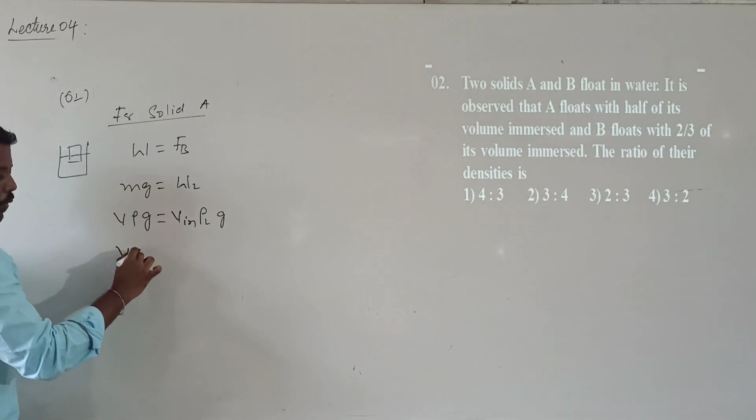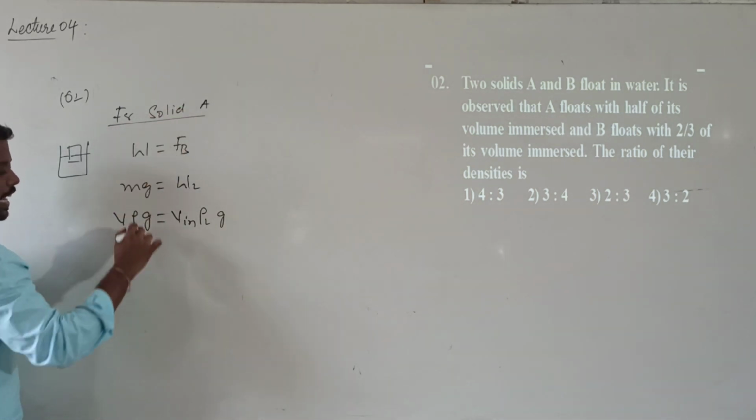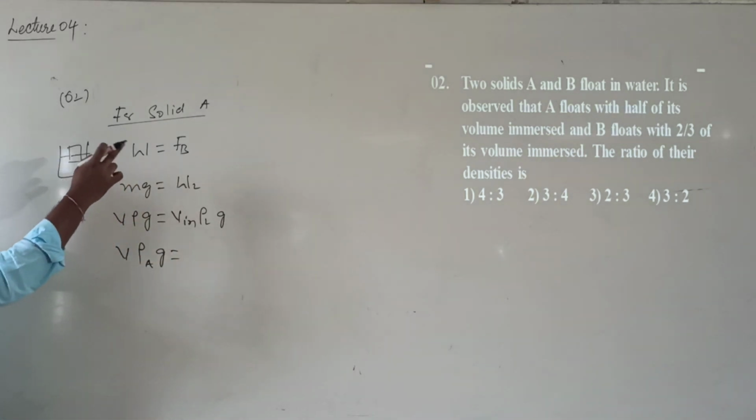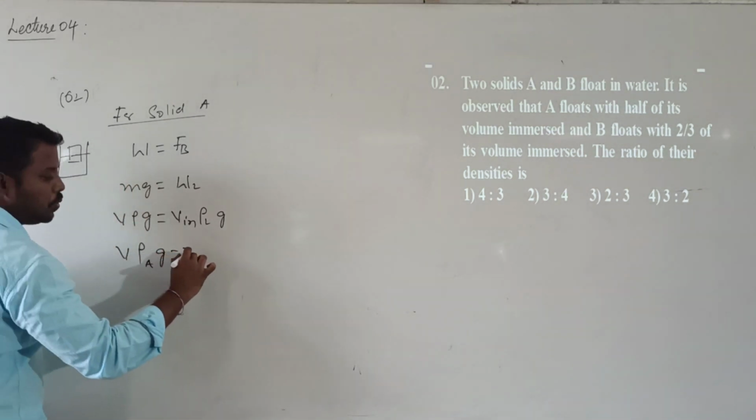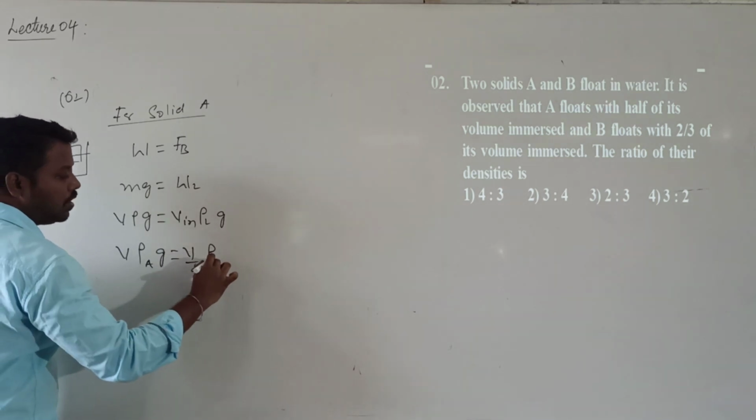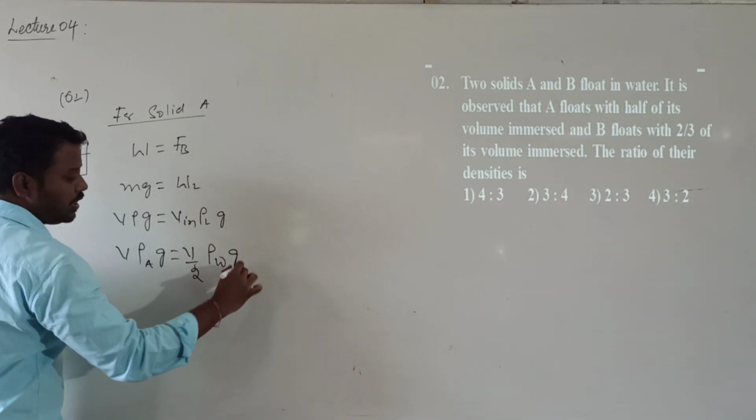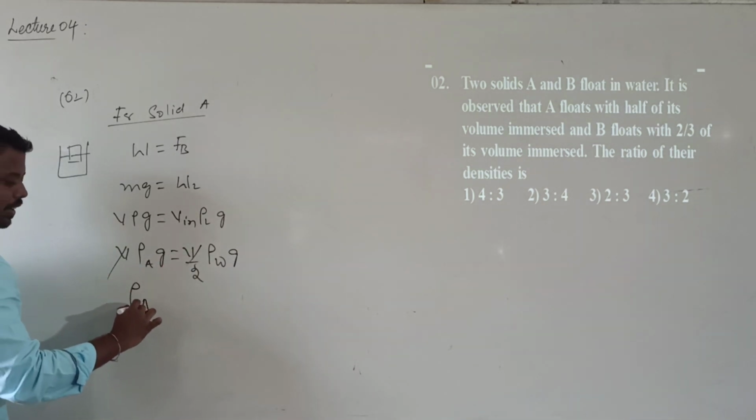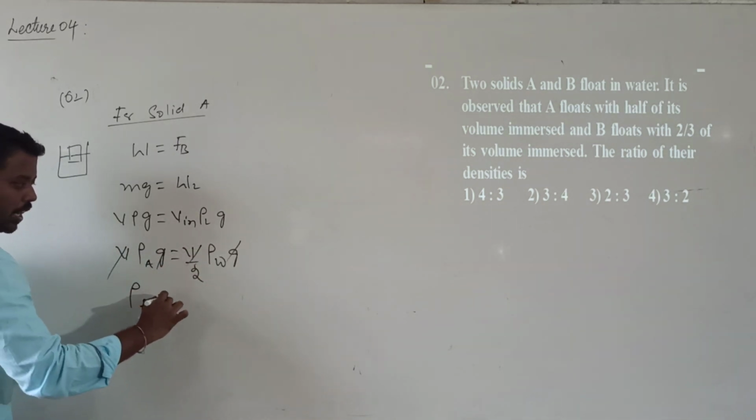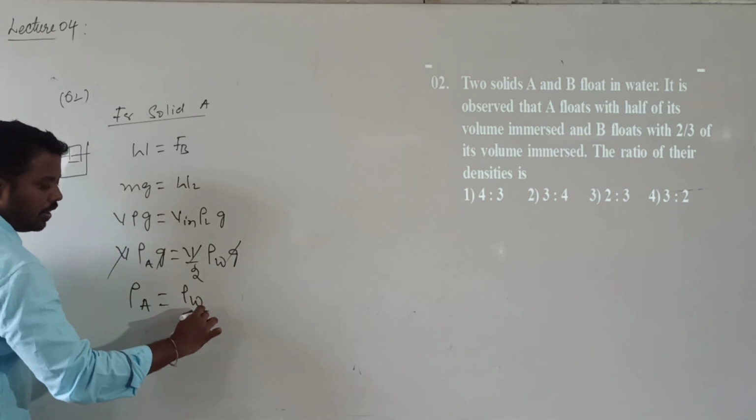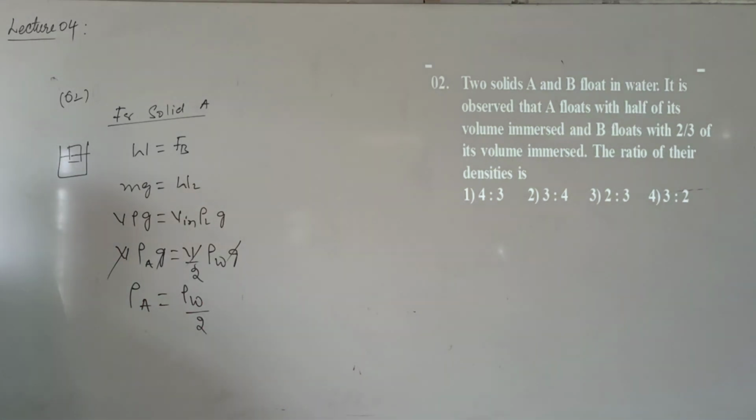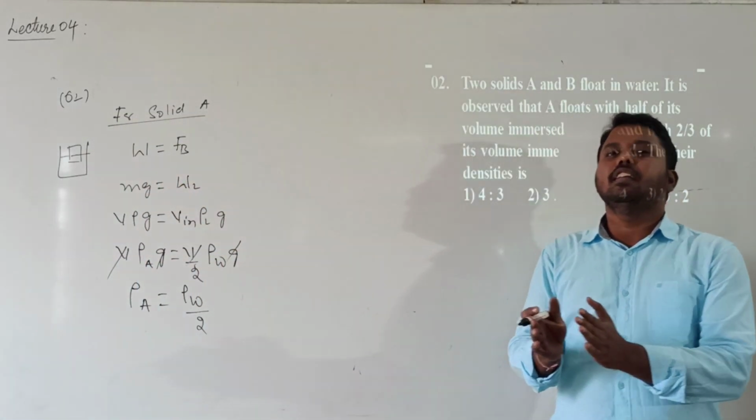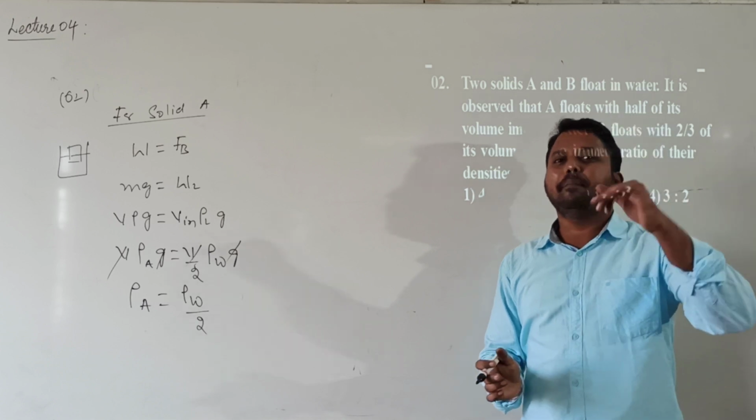So here V into density of which solid? A. I can write into g. How much volume will be inside as per the question? Half of the volume, so V by 2. Which one? Rho W into g. So V cancels, g also cancels. Rho A is equal to rho W divided by 2. Correct? This is for solid A. How is A floating? Half will be immersed in water.